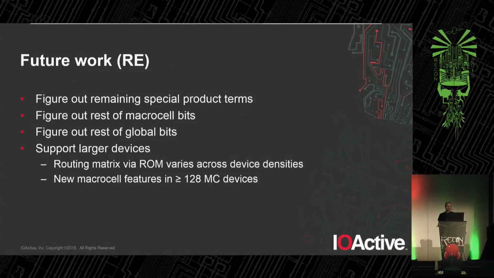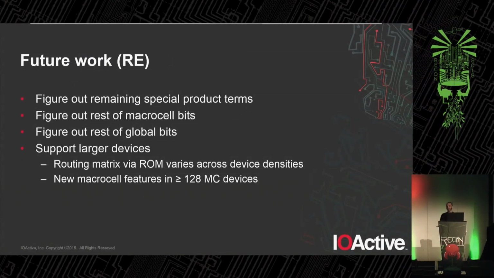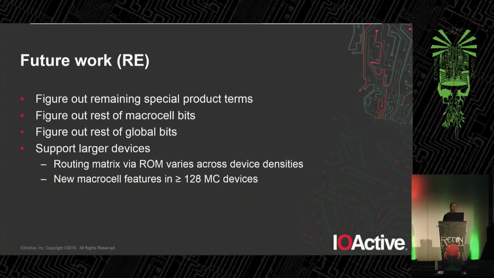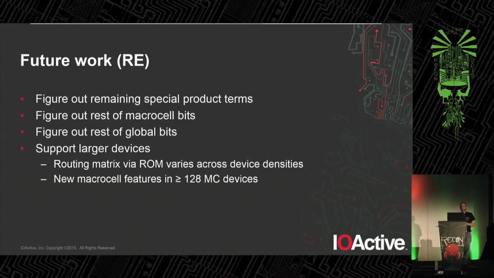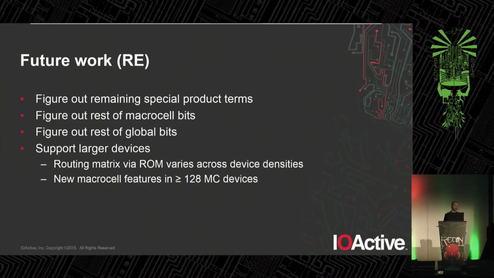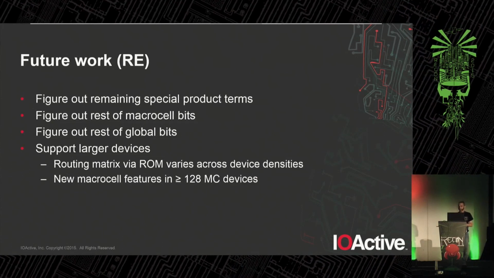So what remains as far as future work? We still have to figure out the last of the special product terms. There still are about 6 or 8 bits in each macrocell that we have not yet figured out the functionality of. There's still some more in the global devices, the global bits. And as I did mention, there is a little bit more I need to do to support larger devices.